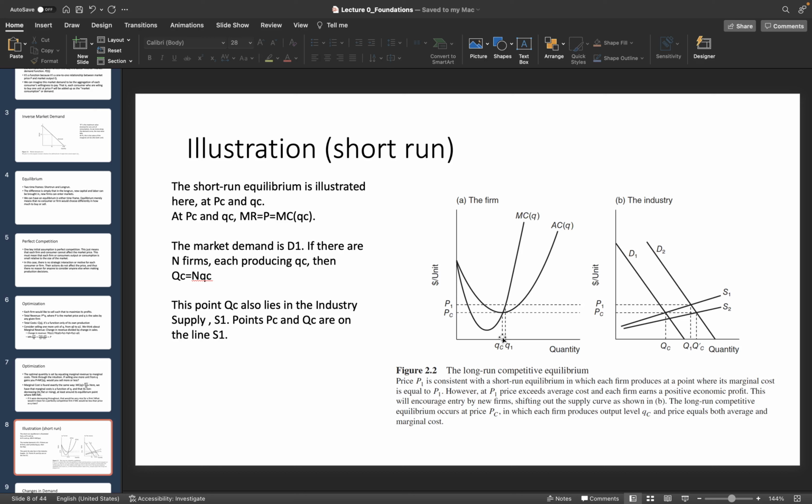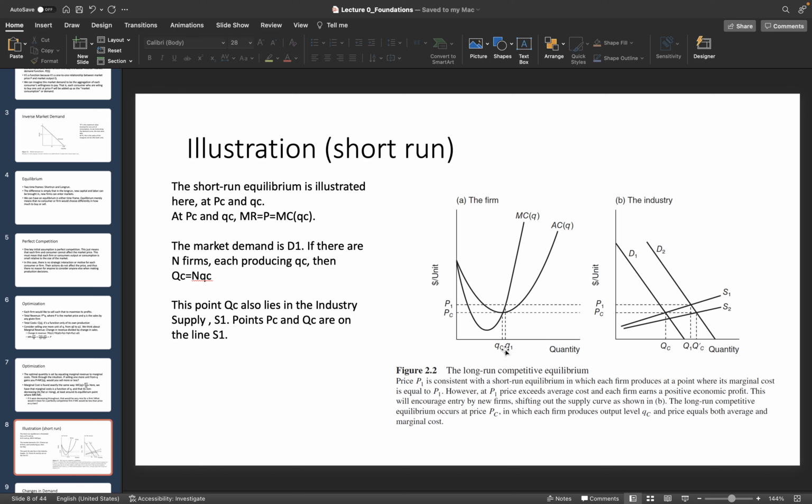Now, the question then becomes, how do you get PC? If for each firm, PC is something that's given, something they don't control, something they just look at, and then decide how much they produce in response to it, where does PC come from? Well, PC comes from the market demand, which in this case is D1. This is the original market demand curve for PC. Associated with PC, as you can see here, the total quantity is big QC.